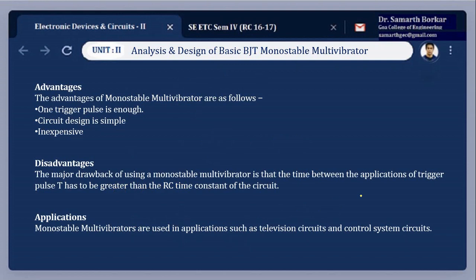Let us talk about the advantages. The advantages of the monostable multivibrator are as follows. One trigger pulse is enough. If you refer to an astable multivibrator, in that circuit you don't require any trigger pulses to change the states, and depending upon the value of R and C, it will toggle or switch. In the case of a bistable multivibrator, you require two separate trigger pulses to change the state, because in that case both the states are stable states. The circuit design is simple and inexpensive. The disadvantage is that the time duration of the trigger pulse T has to be greater than the RC time constant of the circuit. And there are many applications. I have listed television circuits and control system circuits.